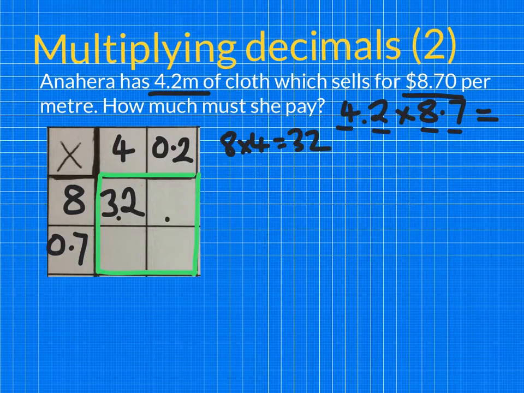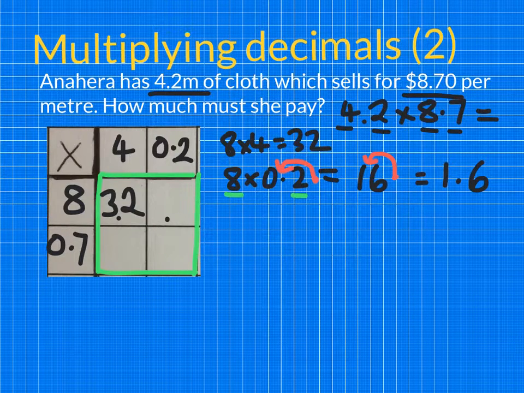In this box here we have 8 times 0.2. To work out 8 times 0.2, let's just start by doing 8 times 2. 8 times 2 is 16. However, we didn't have 2, we only had 0.2. So our decimal point needs to move from the whole number one place to the left. So 8 times 0.2 is actually 1.6.